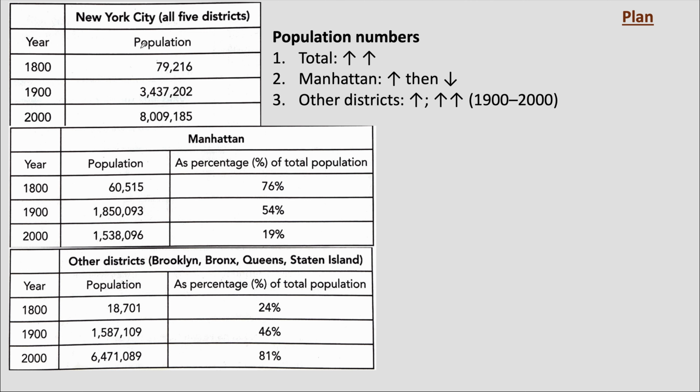First, we look at the population numbers. The total population increases over time. That's the first point. In Manhattan, the population goes up first and then goes down. That is the second point. And in the other 4 districts, the population goes up a lot, especially between 1900 and 2000.